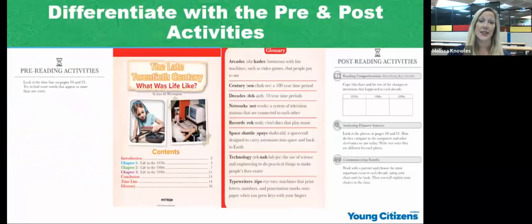And the pre and post activities. Every book and chapter in Young Citizens has an inquiry question. So this book, The Late 20th Century, has a guiding question: what was life like? So the students know automatically what they're going to learn as they read throughout the book. So on the inside front cover, you've got your pre-reading activity. So on here, they're going to take a look at the timeline and find out what words appear more than once.